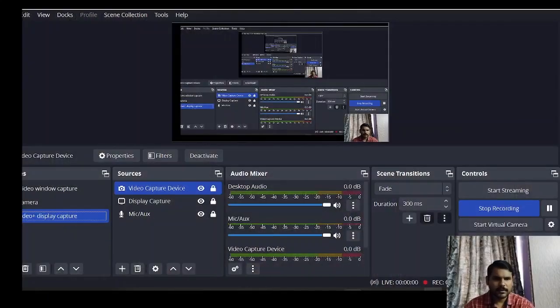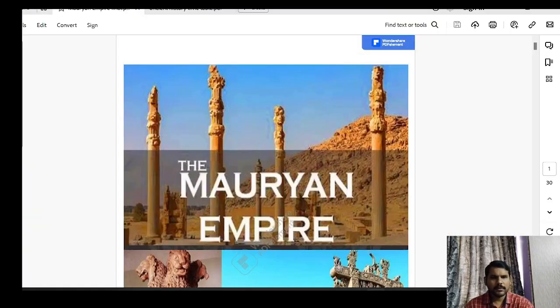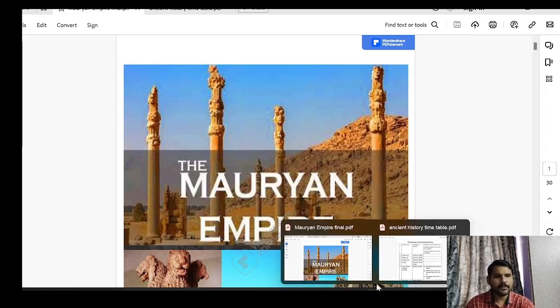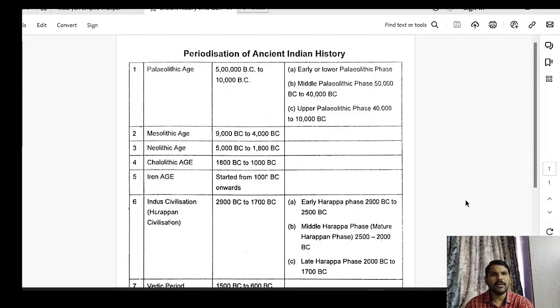Today, let us look at the Mauryan Empire. Okay, so let us start with the Mauryan Empire today. So, before we go to the Mauryan Empire, I would like to just show you a timeline of ancient Indian history, so that you will get an idea where it stands, which dynasty comes after which dynasty.